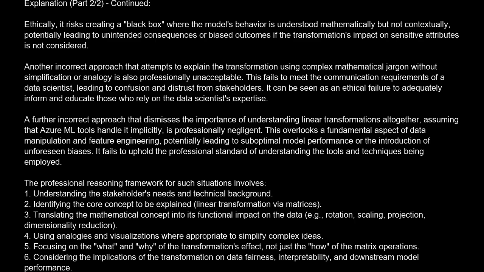The professional reasoning framework for such situations involves: 1. Understanding the stakeholder's needs and technical background. 2. Identifying the core concept to be explained, linear transformation via matrices. 3. Translating the mathematical concept into its functional impact on the data, e.g., rotation, scaling, projection, dimensionality reduction. 4. Using analogies and visualizations where appropriate to simplify complex ideas. 5. Focusing on the what and why of the transformation's effect, not just the how of the matrix operations. 6. Considering the implications of the transformation on data fairness, interpretability, and downstream model performance.